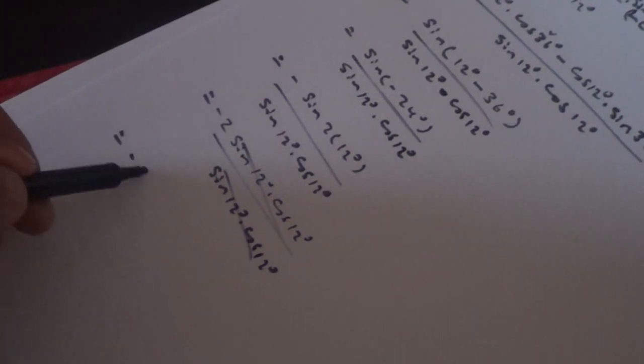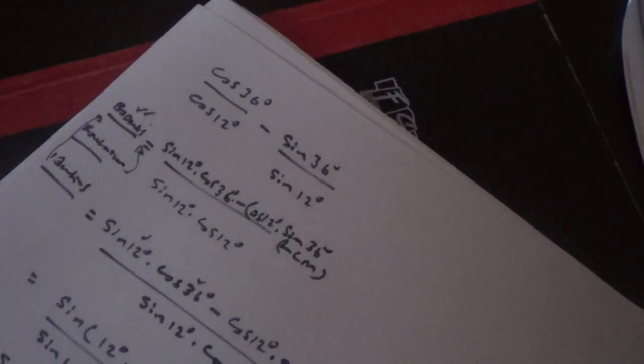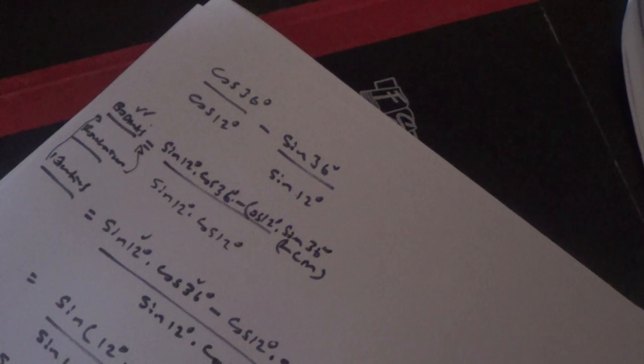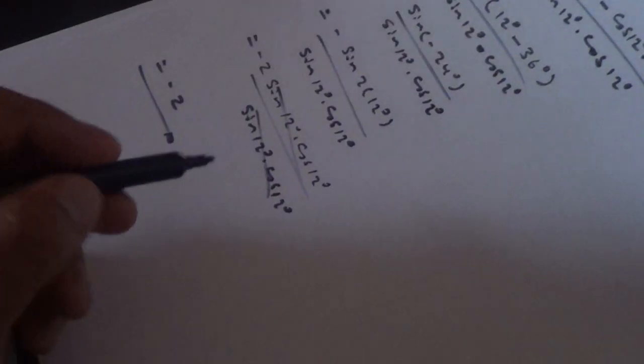Okay, so what is left is minus 2. Now you can just take this and double check that it is true. You just do your expression there, cos of 2 of 36 divided by cos of 12 degrees minus a fraction of sine 36 divided by sine of 12. And if you're not getting the same answer, then you are wrong somewhere. So this is minus 2, so we know that, okay. It is done. No matter what happened, it is done.